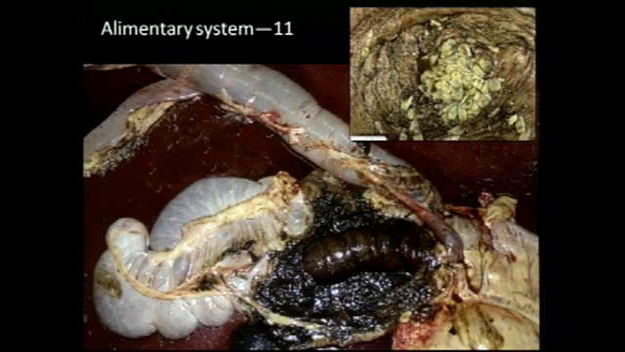When you see that lesion, you will often find this organism, the tapeworm called Anoplocephala perfoliata, and it's right at the ileocecal orifice.